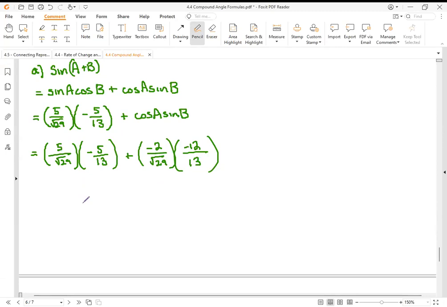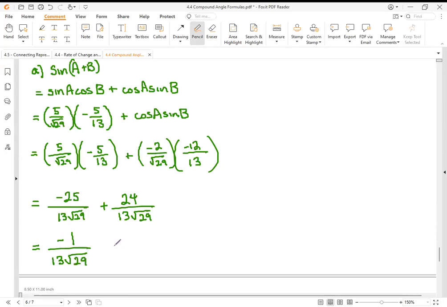I am going to rationalize the denominator, so stay tuned. We've got negative 25 over 13 root 29 plus 24 over 13 root 29, which means I have this as my answer, but if I rationalize it, I have negative root 29 over 13 times 29. I'm going to cheat. 377.